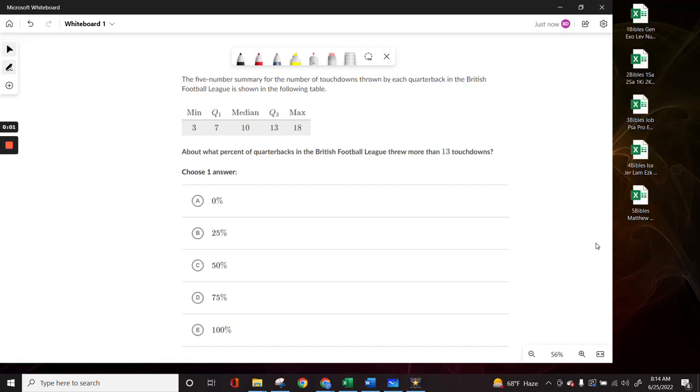So now I want you to try one by yourself. Let's take a minute and read this. It says the 5-number summary for the number of touchdowns thrown by each quarterback in the British Football League is shown in the following table. So it goes from 3 to 18, the median being 10, the first quartile being 7, and the third quartile being 13. About what percent of quarterbacks in the British Football League throw more than 13 touchdowns? So try this one by yourself and see how it goes.